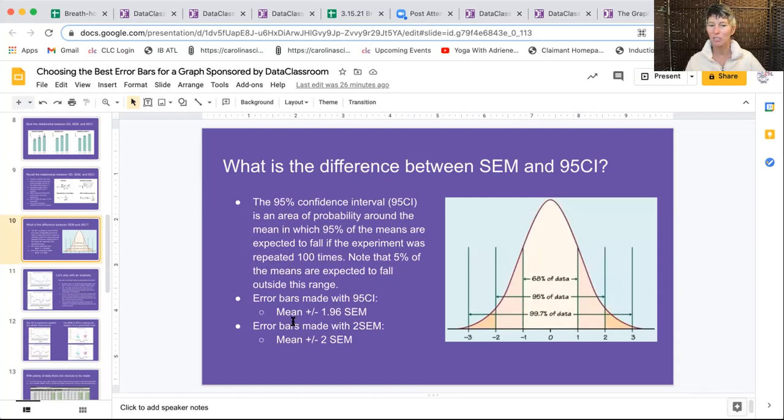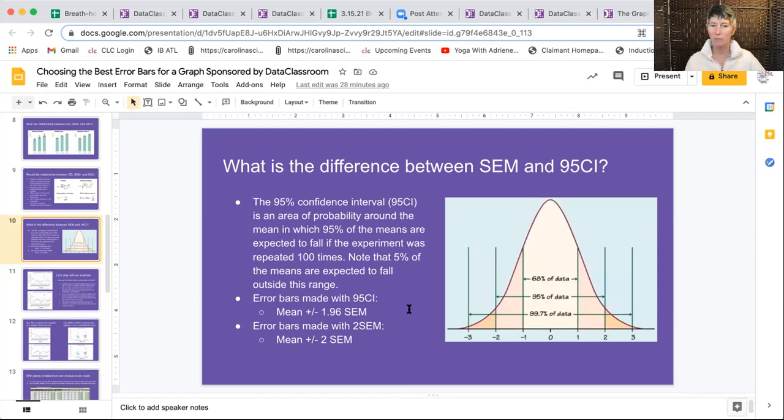And you can see the equation is the mean plus or minus 1.96 times the standard error of the mean, or the mean plus or minus 2 standard errors of the mean. Almost the same calculation, which is why we see these numbers being used interchangeably. What is the 95% confidence interval?